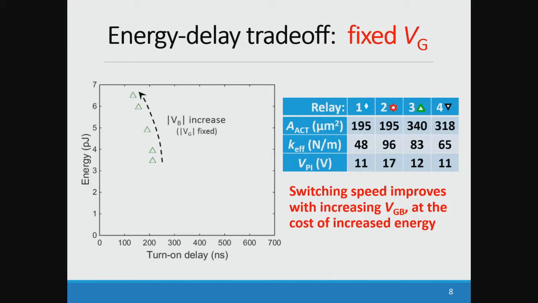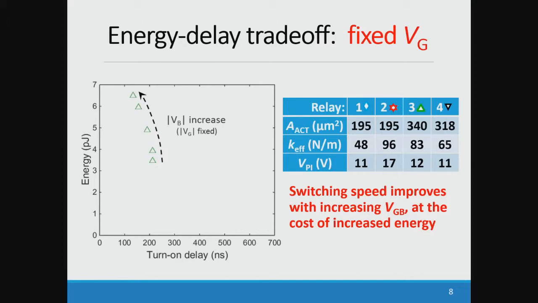We then wanted to know what happens if we increase the body bias voltage, but keep the gate voltage fixed. That means that we increase the gate to body voltage. In that case, we observe that we can turn the relay faster. That's good news, but this is also made at an increase of the energy. So the switching speed improves by increasing VGB, but at the cost of an increased energy.